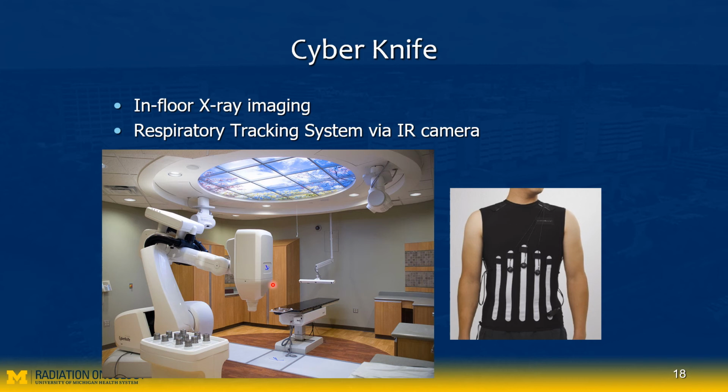So the CyberKnife system, which we do not have in our department, has a somewhat unique imaging system. As I mentioned, you have this in-floor X-ray imaging. This is the X-ray source. You have two tubes, and the patient is sitting here, and these two are the X-ray imaging panels. The X-ray source will come from the ceiling, then cross the patient, then come down. So it's not something like this, right? And then this.